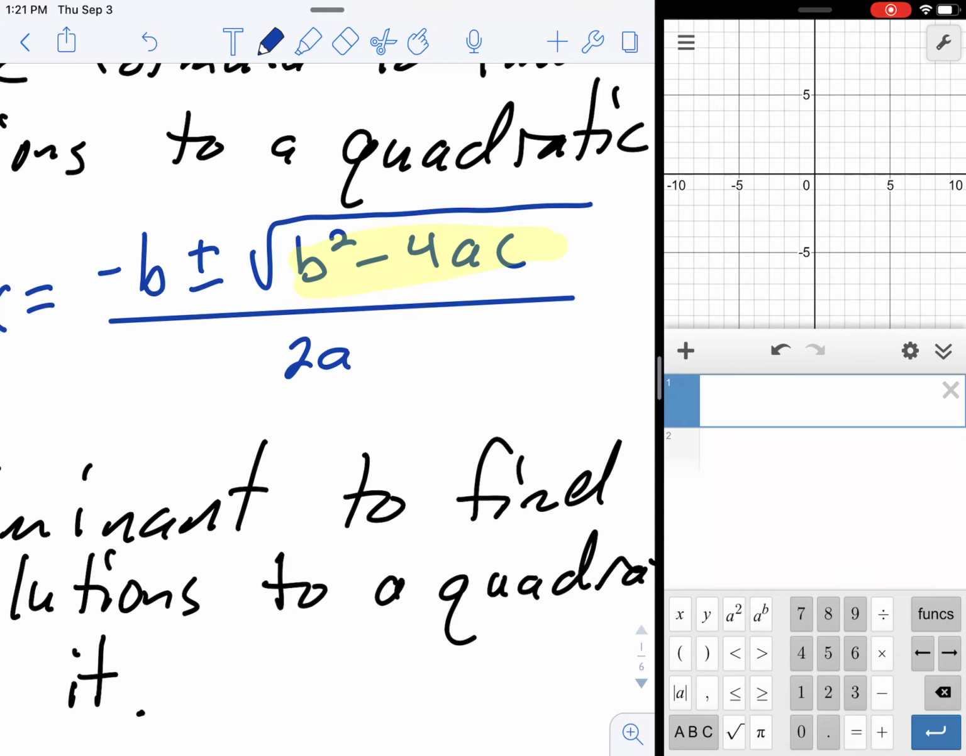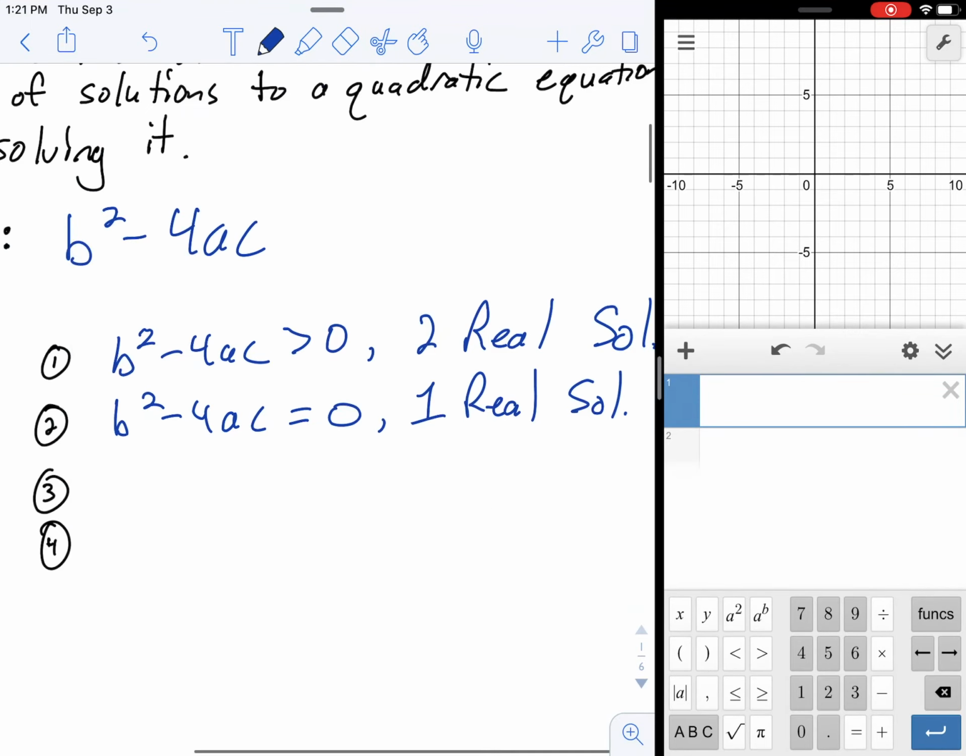Pick any number in your head. Now add it to 0 and then subtract it by 0. You get the same answer twice. The same answer twice is just like saying there's only one answer. So for the scenario here too, if b squared minus 4ac equals 0, there is 1 real solution.